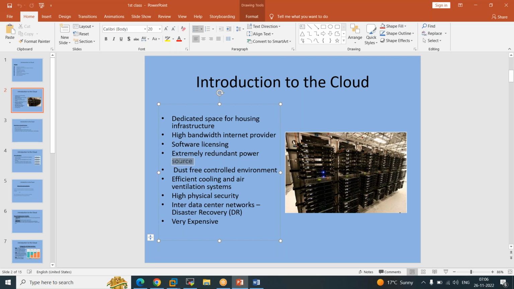Extremely redundant power source. In case of power loss to your data center, you cannot go to the client and say that my data center lost power in that area and I cannot serve the data at the moment. You cannot say that. Business is very competitive nowadays. If you are not doing best in your business, you definitely have a competitor to whom you can lose all your business.